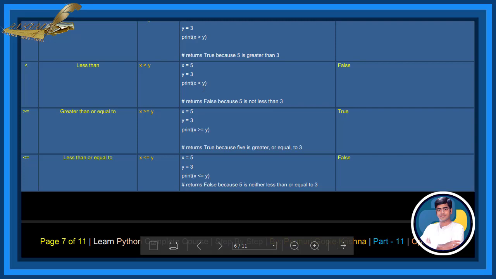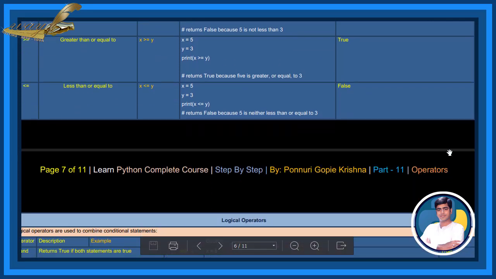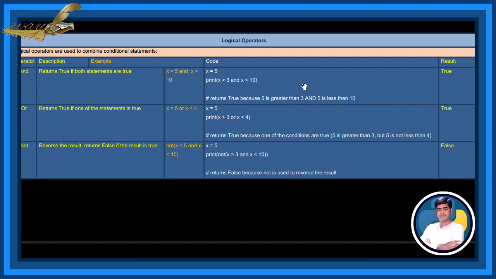See here, it returns false because 5 is not less than 3. See here, it is true because 5 is greater than or equal to 3. It is false. See here, false because 5 is neither less than nor equal to 3. See here, it is true because 5 is greater than 3 and 5 is less than 10.